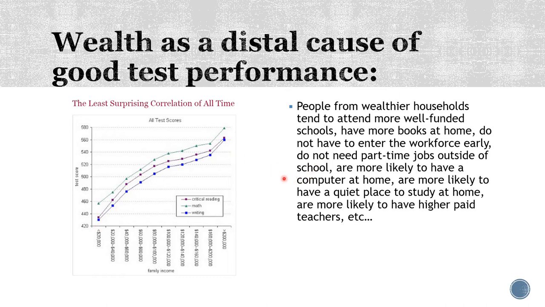They are more likely to have a computer at home, more likely to have a quiet place to study at home, more likely to have more highly paid teachers, again, because schools are funded by property taxes, et cetera, et cetera, et cetera. Like, you can just sort of keep stacking it on. And given all that stuff, you probably shouldn't be surprised at this kind of a correlation here. And so it really is pretty clearly the wealth being simply a distal cause of the good test performance, and not anything innate to any of the students themselves.